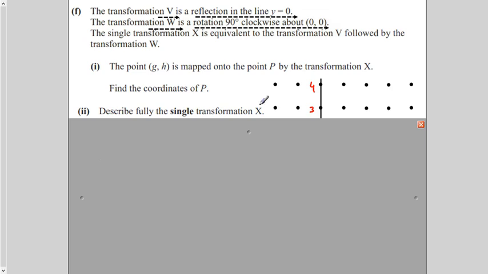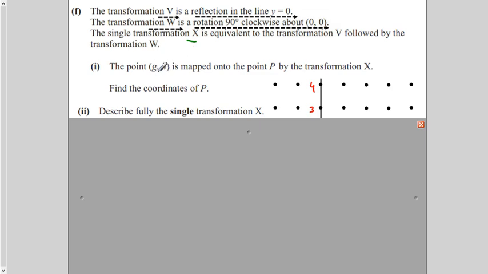Okay. Now the last part of the question. It is talking about names given for different transformations. Transformation V, if I say, it means reflection in the line y equals to 0. Y equals to 0 means x-axis. If I say transformation W, it means rotation 90-degree clockwise about origin. And a single transformation X, if I say, it means it is equivalent to transformation V followed by W. It means first reflection will happen, then rotation will happen. Okay. So names are telling us what type of transformation will occur.